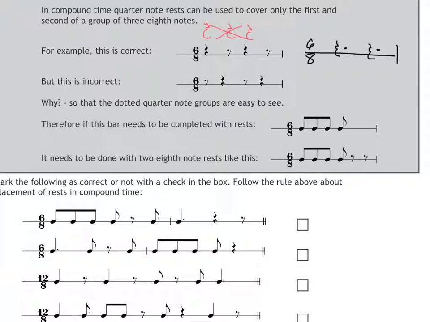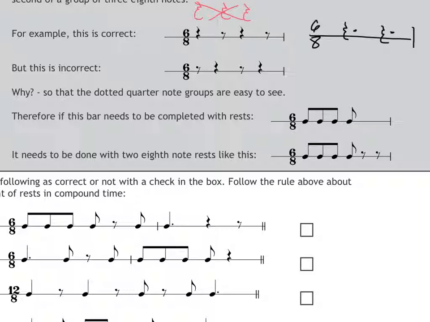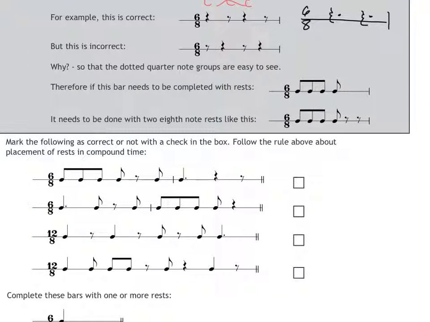All right. So if a bar needs to be completed with rests, follow that convention. You always want to see the first and third beat, whether it's a note or a rest. So unless you're doing an entire quarter rest, you want to see that third beat. All right, and that's why they're showing you here that if a bar like this needs to be completed with rests, it needs to be done with 2 eighth note rests like this, as opposed to 1 big quarter rest. All right, it's just musical grammar.